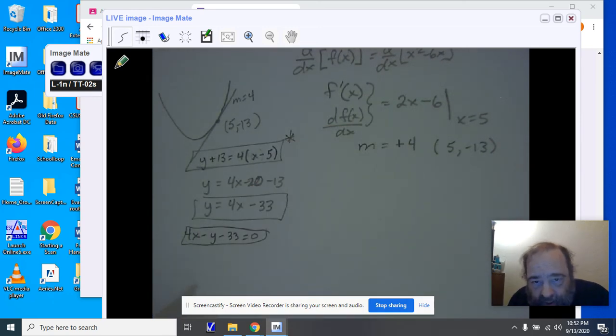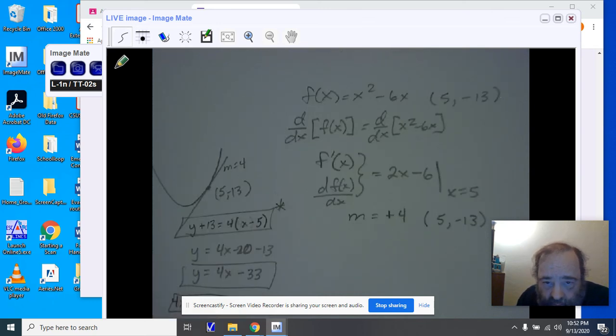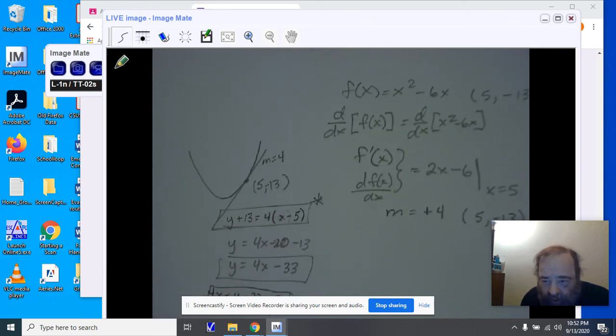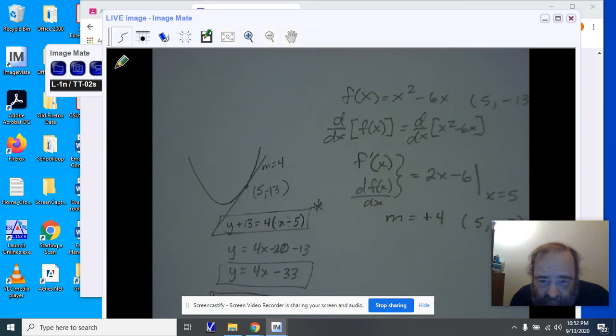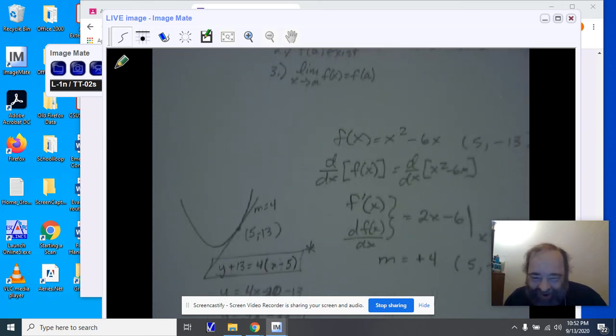So notice, finding the equation of a tangent line given a point and an equation. Once again, we know this is a differentiable function because it is quadratic. Quadratics have no discontinuities. There are no sharp turns. The derivative from the left will equal the derivative from the right. So it is smooth. All righty.